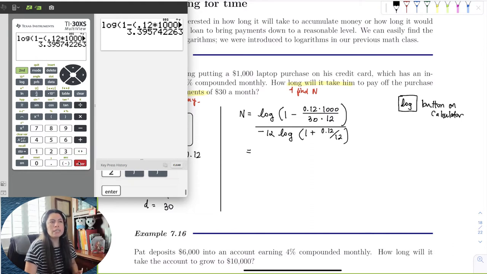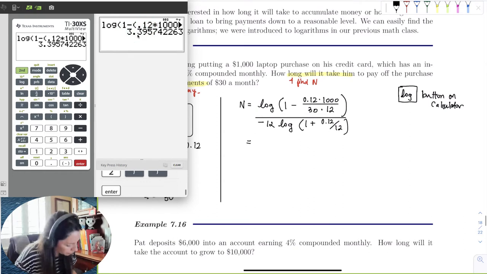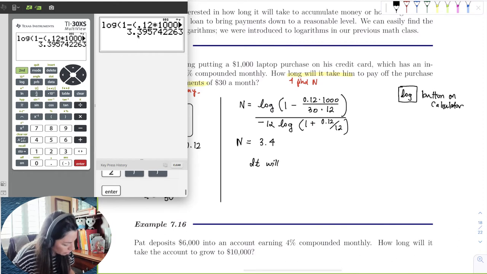And once again, the rule of thumb is always to round one decimal place past our data. So in our case, everything's pretty much in whole numbers, even the percentage, so we'll round to the nearest tenth. So 3.3, and 9 is our test digit, which is above 5, so it'll be 3.4. And remember, this was N. So this means that it will take Joel 3.4 years to pay off his laptop.